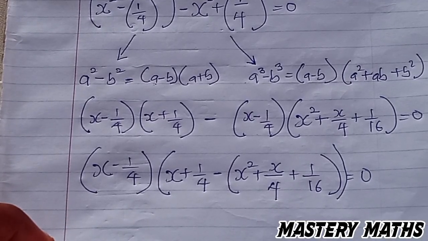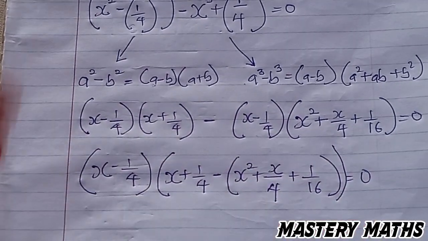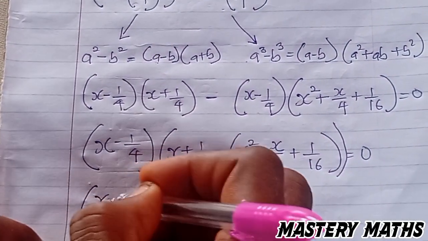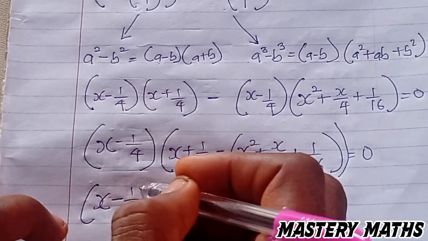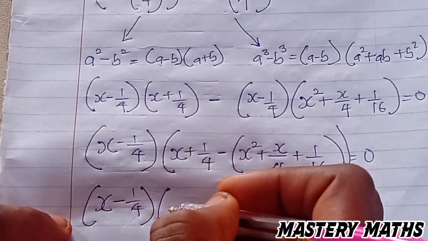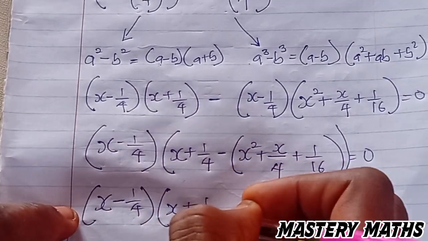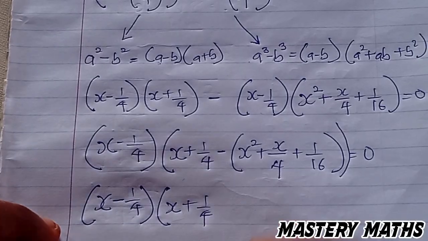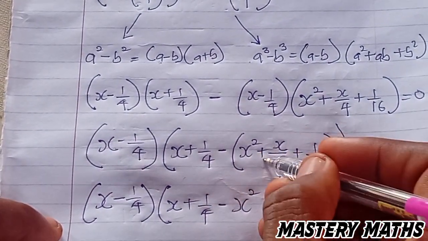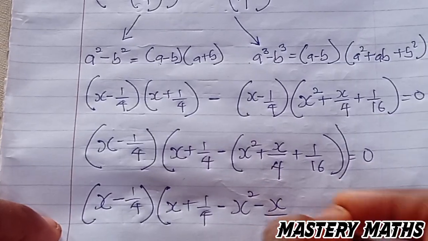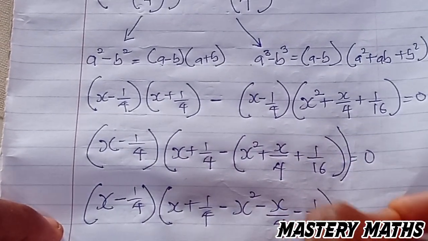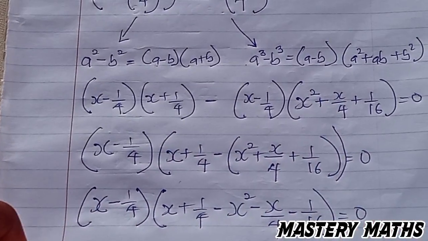Now what should be the next thing? Now let's open this bracket. To open the bracket, we're going to write this down. We bring this down: X minus 1 over 4. Now let's open this bracket. To open it, you say X plus 1 over 4. There you have your minus X squared. Minus times plus is minus X over 4. Minus times plus is minus 1 over 16 equal to 0.